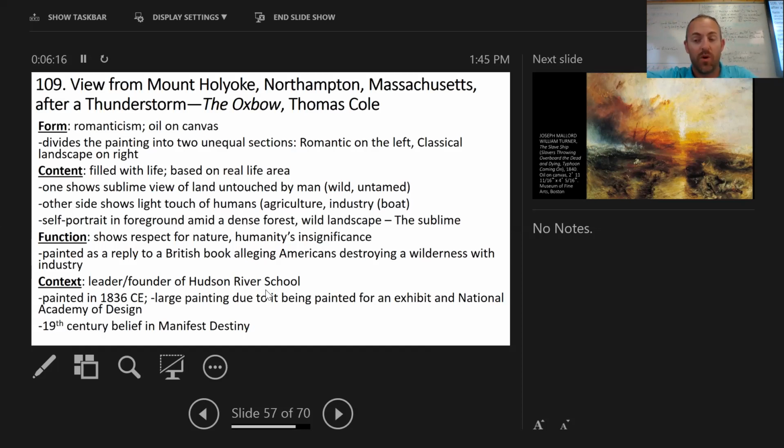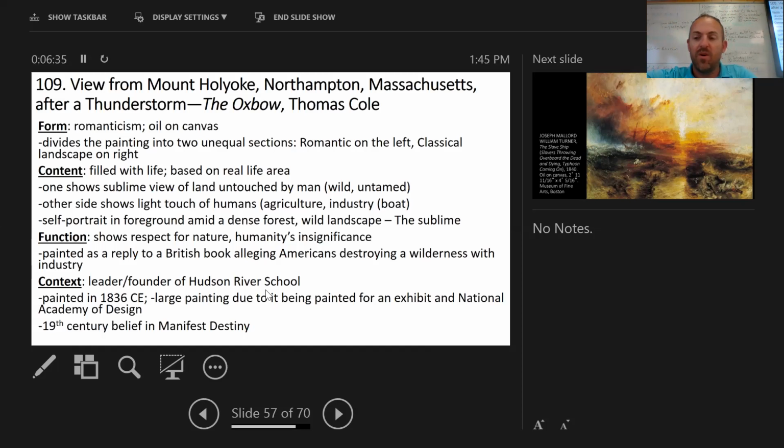This was a very large painting as well. It was painted for an exhibit and also painted for the National Academy of Design. So he made this very large. And most of the time, most of these pieces were maybe 4 to 6 feet by 3 to 5 feet. This was a little bit bigger.